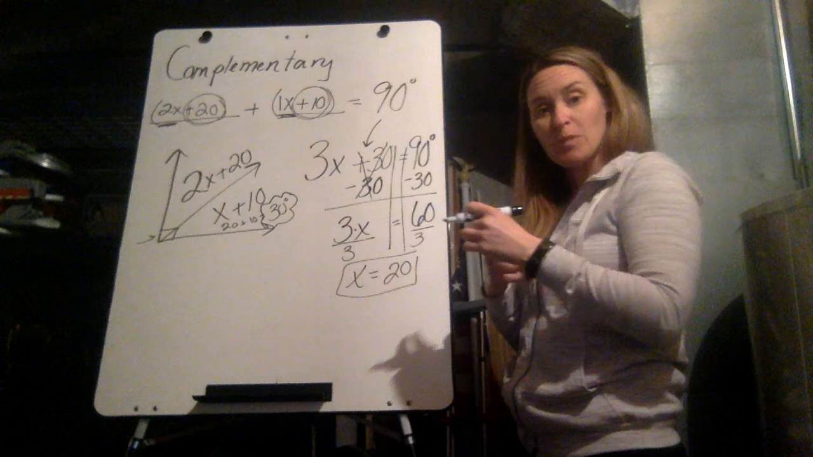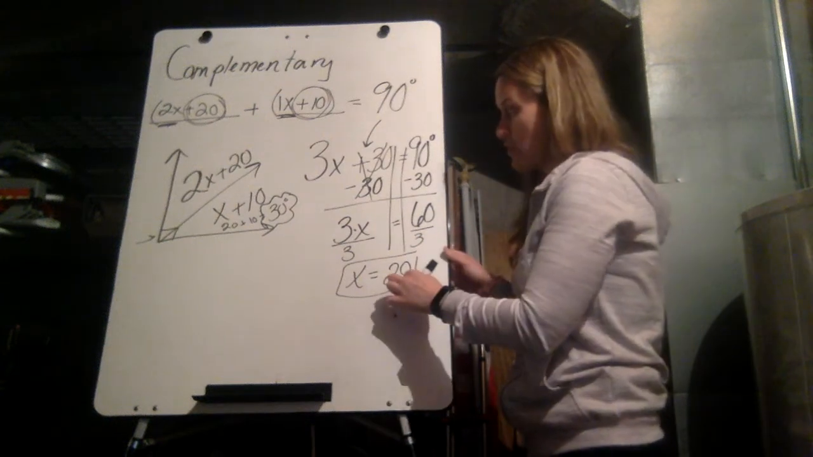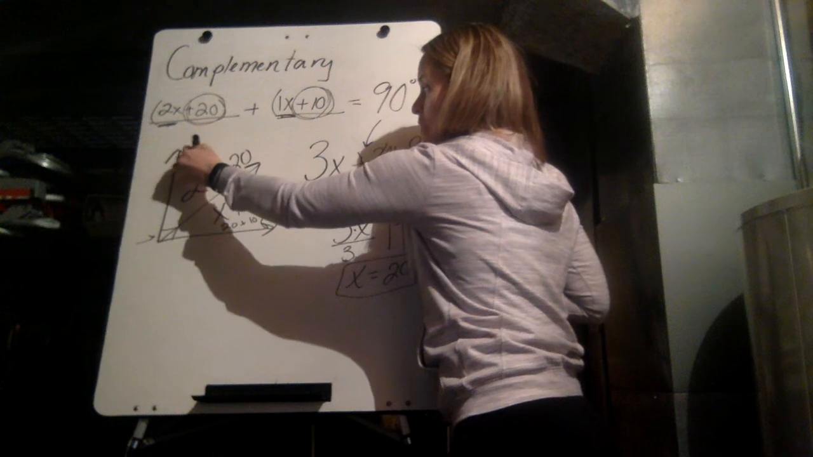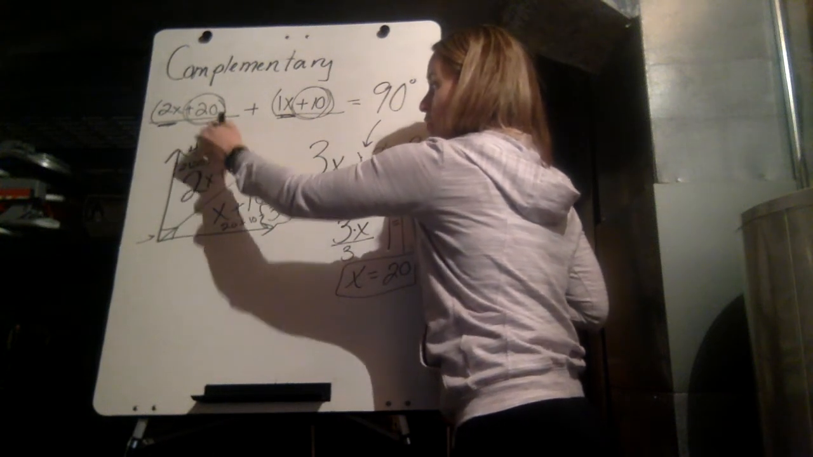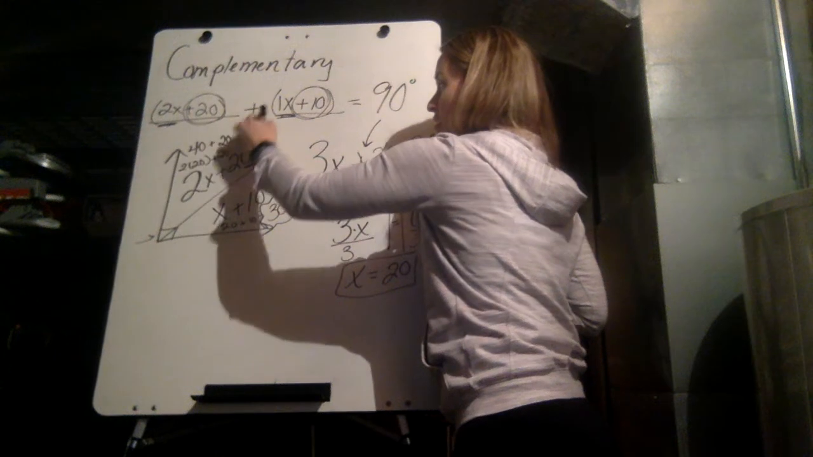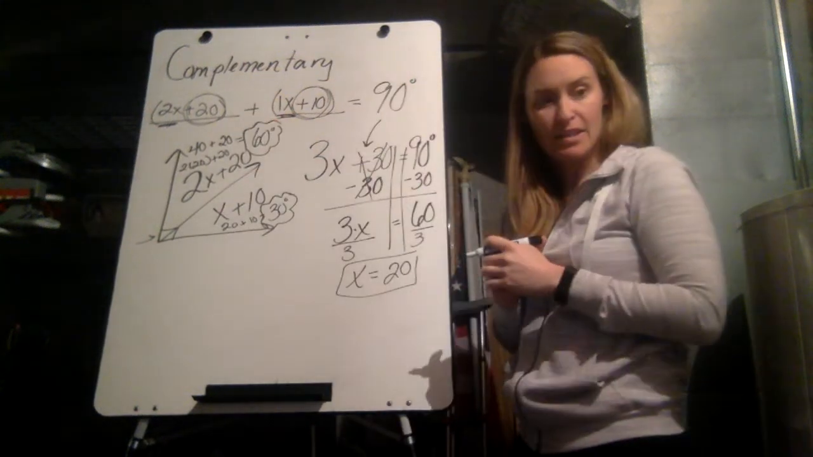And then let's look at our other expression. You could probably guess by now what it's supposed to be if you know it's complementary, but anywhere you see an x put a 20 in. 2 times 20, which is 40, plus your 20, 40 plus 20 equals 60 degrees. And 60 plus 30 give us our 90, right?